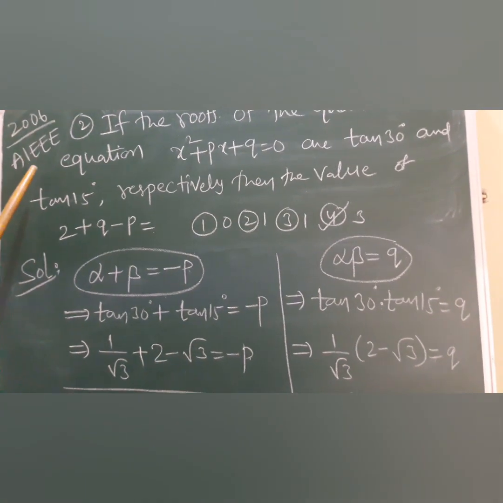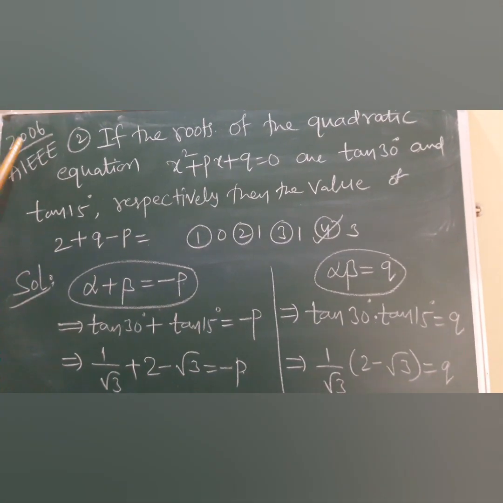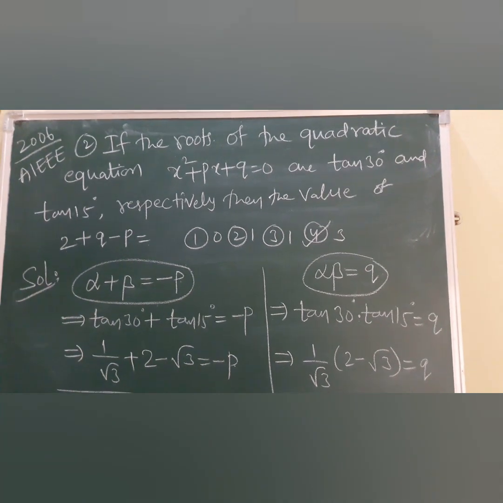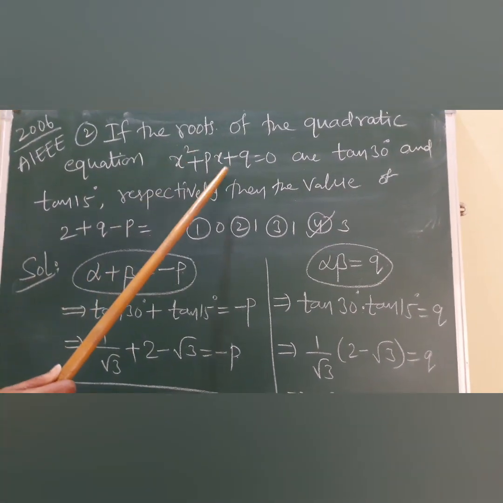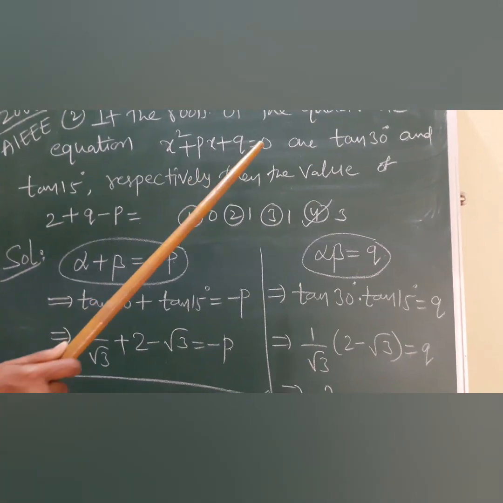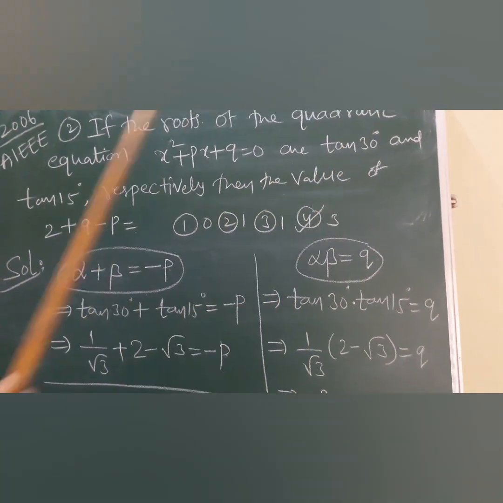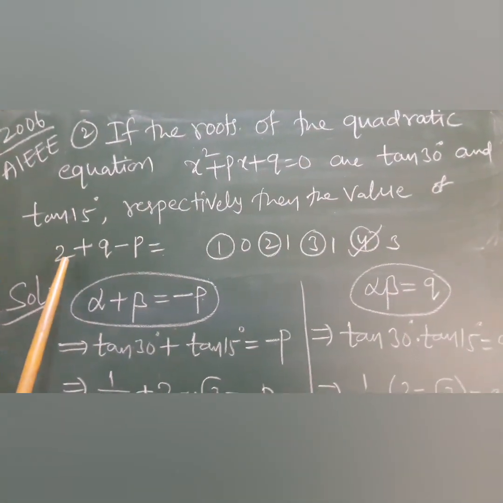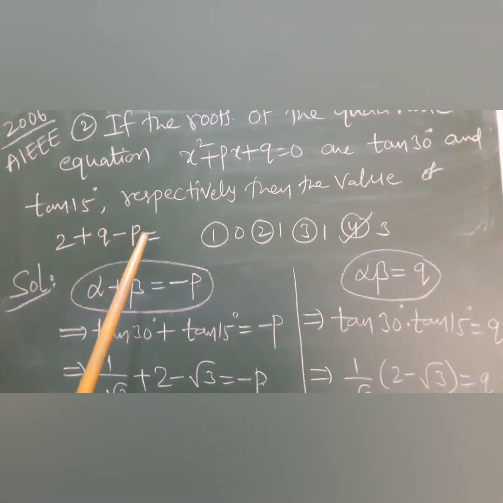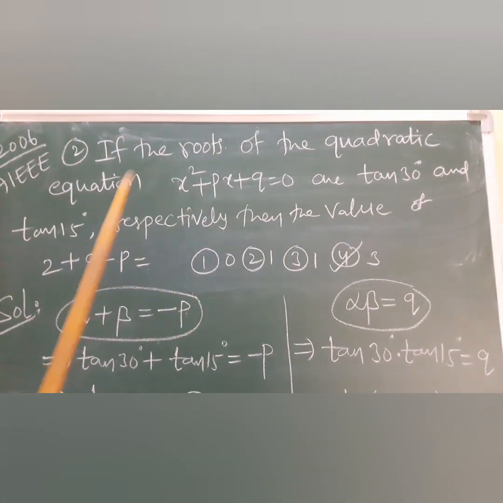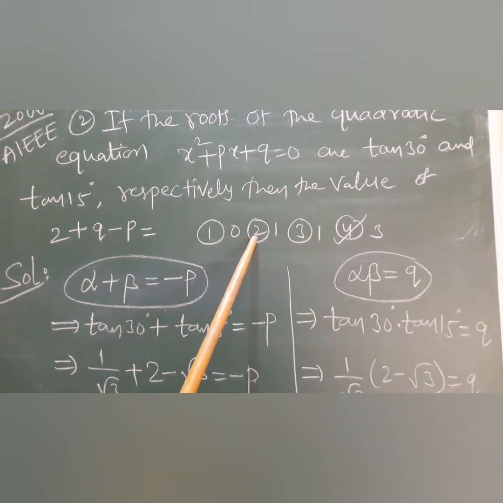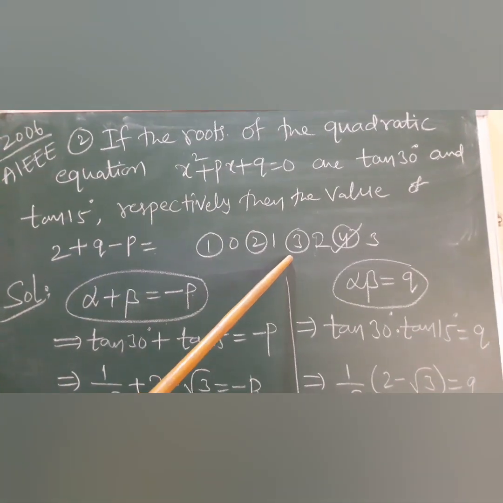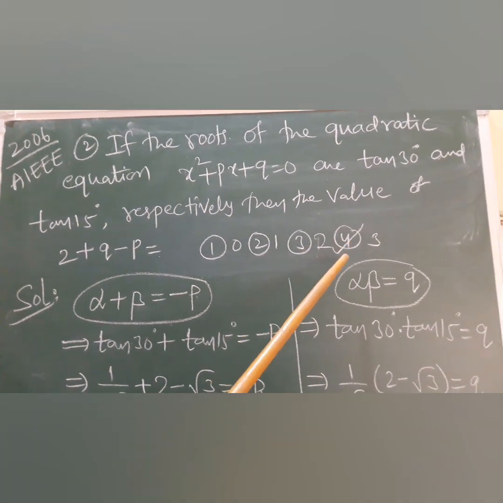Now let us discuss another previous problem from 2006 AIEEE. If the roots of the quadratic equation x square plus px plus q is equal to 0 are tan 30 and tan 15 respectively, then the value of 2 plus q minus p is equal to? First option 0, second option 1, third option 2, fourth option 3.